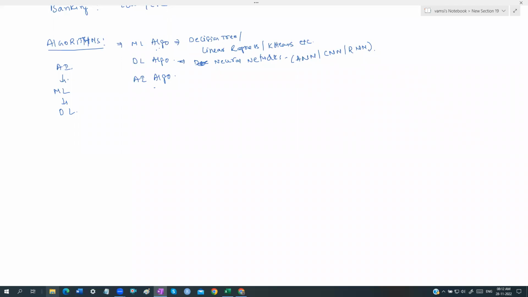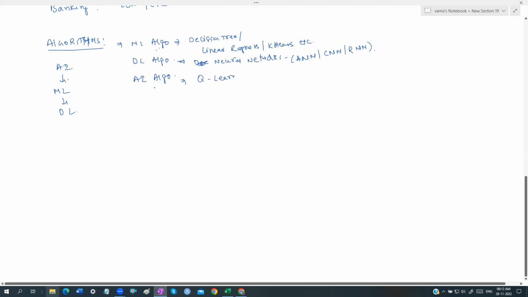Apart from that, when it comes to AI algorithms, there are also different kinds of algorithms, such as Q-learning. These are some of the algorithms we will use as part of the AI algorithms we are going to learn. We'll understand the difference between ML algorithms, DL algorithms, and AI algorithms, and have a discussion about those things.